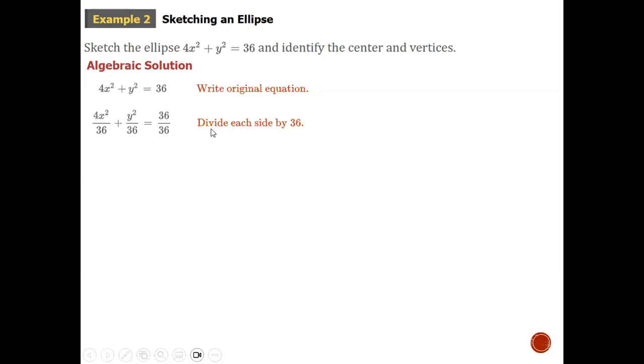So that's why my first step is to divide by the 36, because I need it to equal 1 for my equation, right? So there we go. I have it. And we need to reduce. So 4 over 36 reduces to 1 over 9. But we write that squared so we can see our A and B values in the bottom. Same thing, that's why 36 on the bottom is 6 squared, so we write it like that. So now we have a form of the equation that we're more used to seeing.